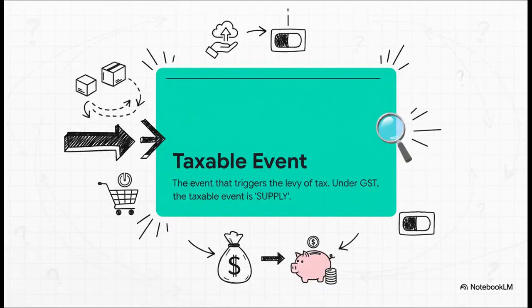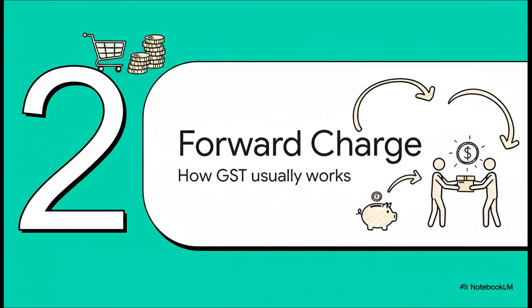And this, right here, is the magic word, the absolute cornerstone of the entire system. Everything, and I mean everything, under GST hinges on the concept of supply. If there's a supply of goods or services, boom, GST gets triggered. No supply, no GST. It's really that fundamental. Okay, so a supply has happened. The clock is ticking. Now who pays the tax?